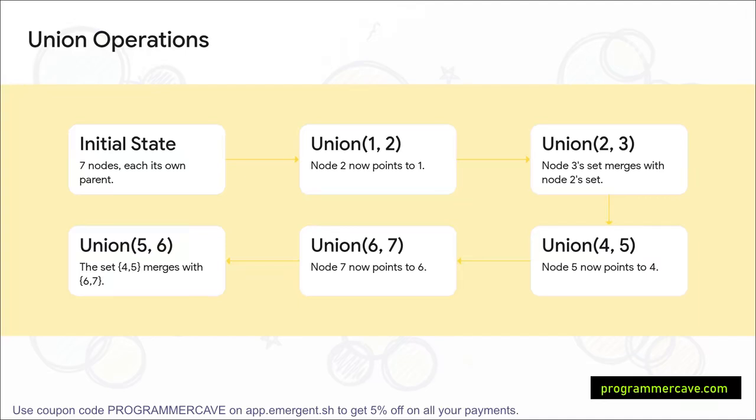Now watch this next one. Union(2, 3). We don't just connect 3 to 2. No. We first find the root of 2's group, which is 1, and we make that root the parent of 3. That's a really key idea. The same thing happens as we merge the others, and when we finally do union(5, 6), we merge their entire trees by connecting their roots together.